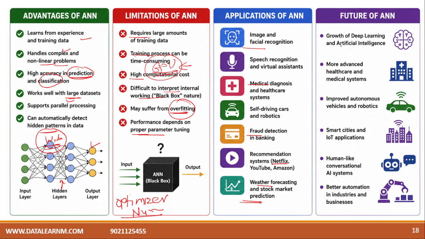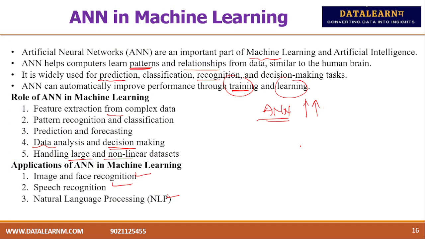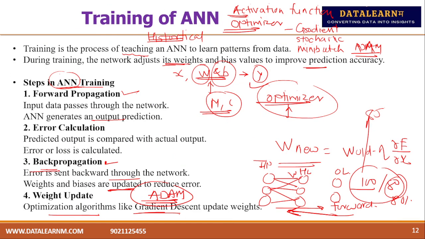With the growth of deep learning and artificial intelligence, this can be a future scope. More advanced healthcare and medical systems can be built. There will be improved autonomous vehicles and robotics, smart cities, internet of things applications, and human-like conversational AI systems. We can also find better automation in industries and business. That can be the next thing. So all these things are there about artificial neural networks, guys.